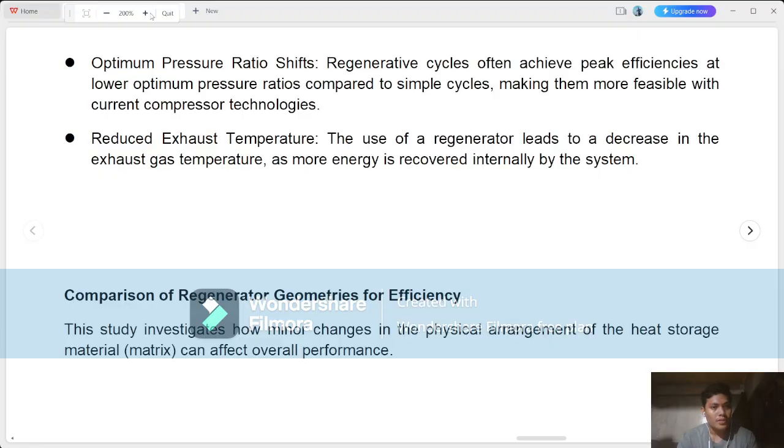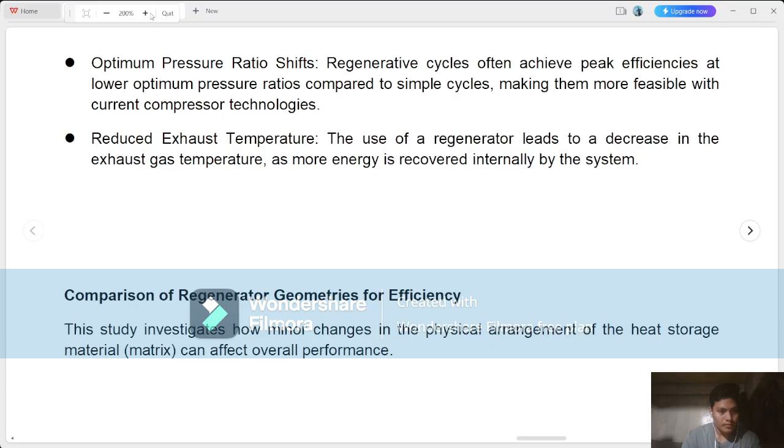Third is optimum pressure ratio peak. Regenerative cycles often achieve peak effectiveness at a lower optimum pressure ratio compared to simple cycles, making them more feasible with current compressor technologies. Reduced exhaust temperature: the use of the regenerator leads to a decrease in the exhaust gas temperature as more energy is recovered internally by the system.